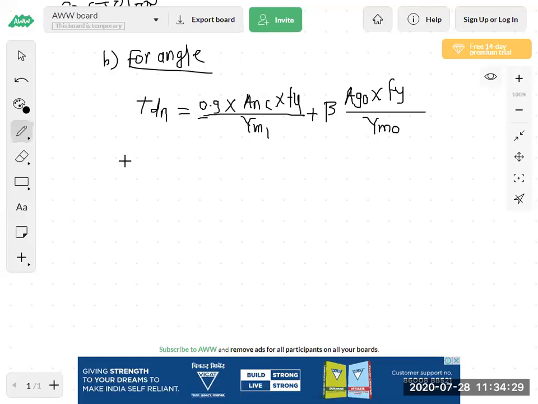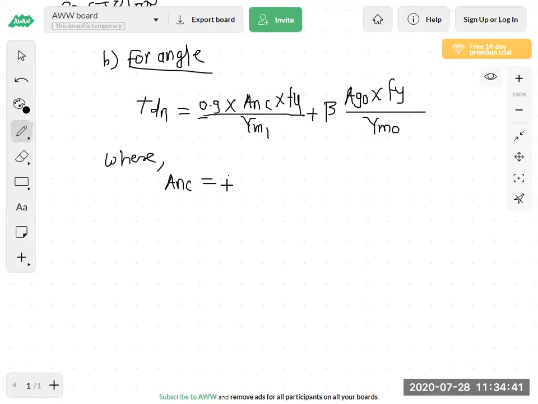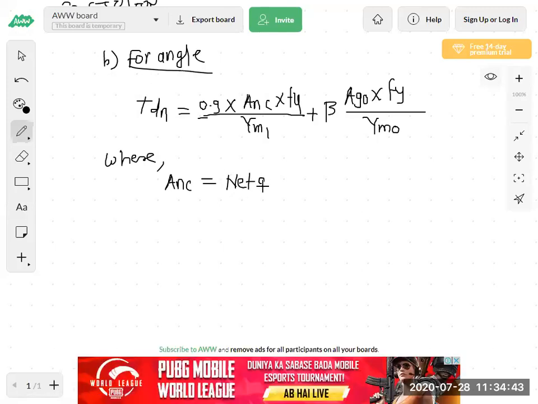See, where Anc is equal to. So the first unknown here is Anc. Anc is nothing but net area of connected leg. Net area of connected leg. So wait, I will draw a sketch and I will explain to you the net area of connected leg.